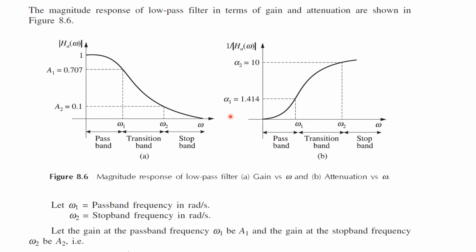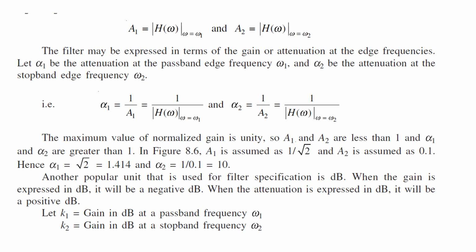Okay, so see here, alpha 1 and alpha 2 are written. Now these are the values of alpha 1 and alpha 2. We will go for the square roots, you know all very well. So this is the gain in dB at the pass band frequency, where K2 is the gain in dB at the stop band frequency, and this is the magnitude response of the filter. Just like a Bode plot that we have seen in control systems.